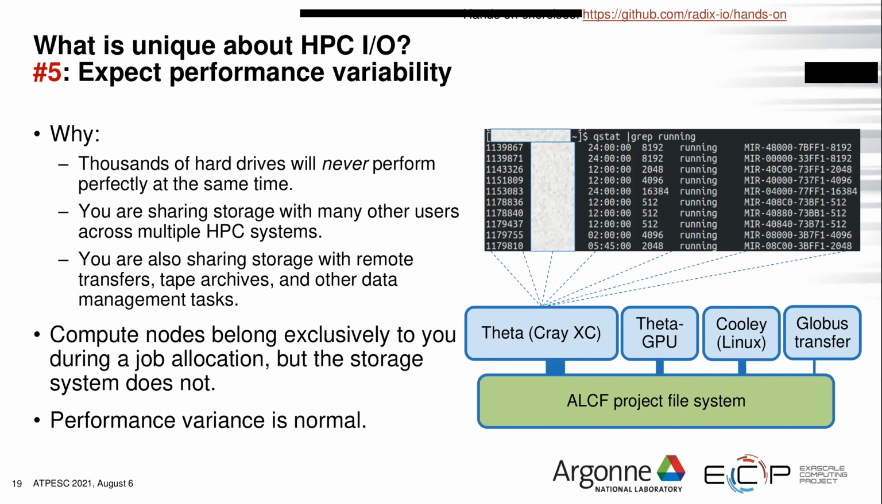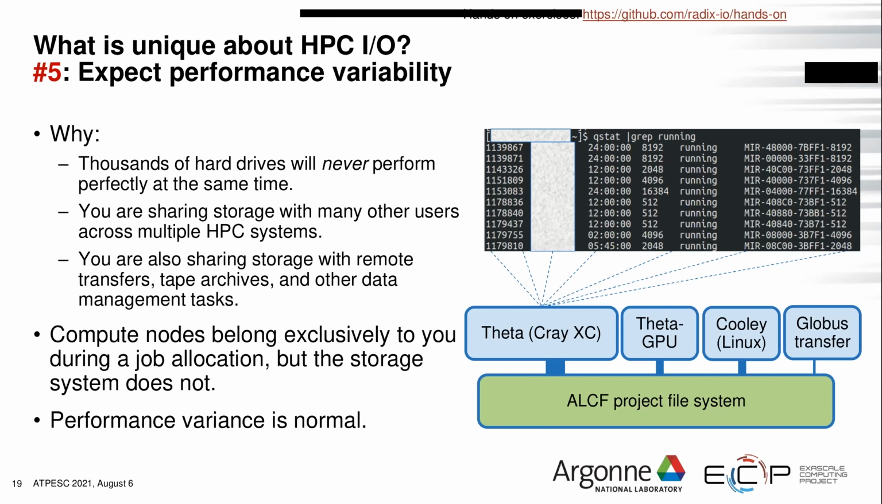And then last but not least, I want to explain performance variability on HPC I/O systems. The issue is when you run your job one time and then you run it again, you may not get the same I/O performance in one job as you did in the previous job, even though nothing really changed. So why is that? As I mentioned before, there are thousands of hard drives available in most of these storage systems. You'll never get 10,000 hard drives to all perform perfectly at the same time. You just can't. There are too many factors involved in why a given hard drive performs the way it does.